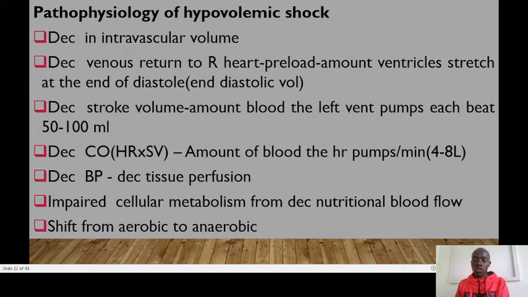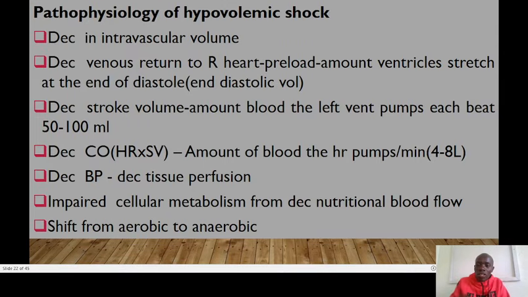So decreased stroke volume will result from decreased venous return. And stroke volume is simply the amount of blood the left ventricle pumps each beat. For a normal person, it's simply between 50 to 100 mils.